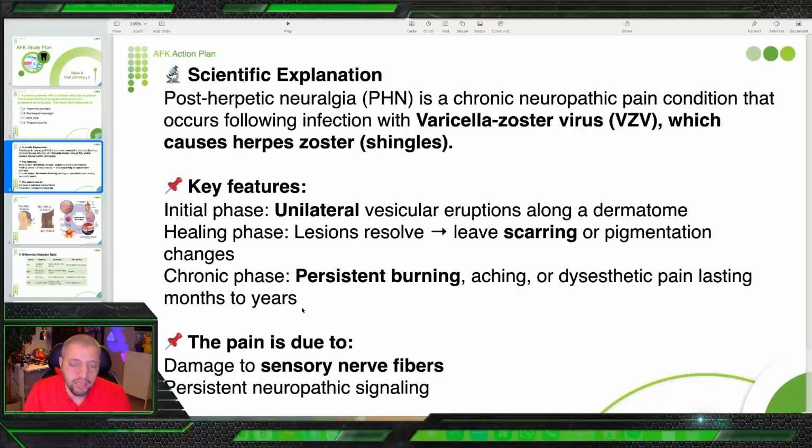According to the patient's medical condition and age, it most commonly happens in older female patients with some comorbid condition like diabetes or uncontrolled hypertension. The pain is due to damage to the sensory nerve fibers, and usually it's a persistent neuropathic signal.